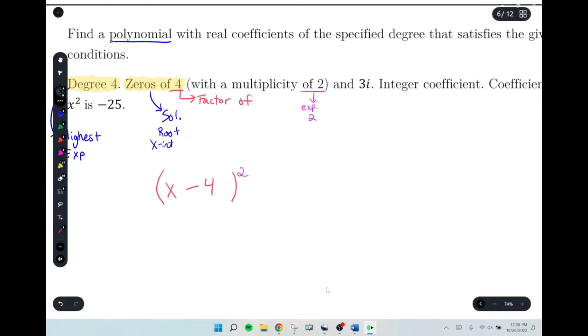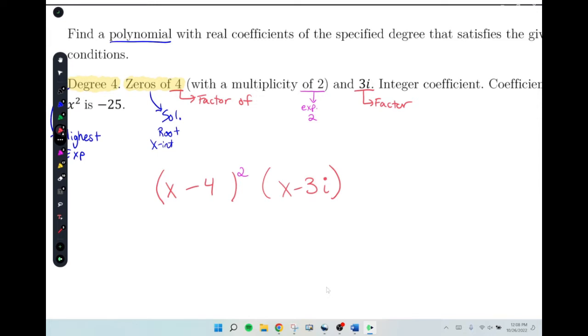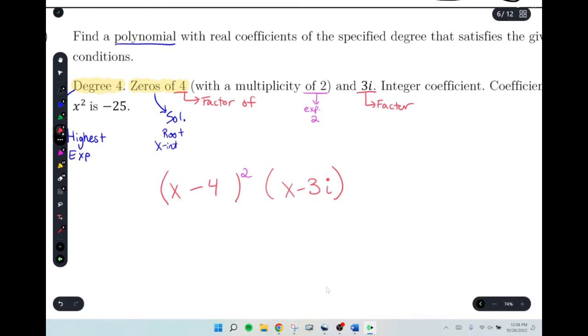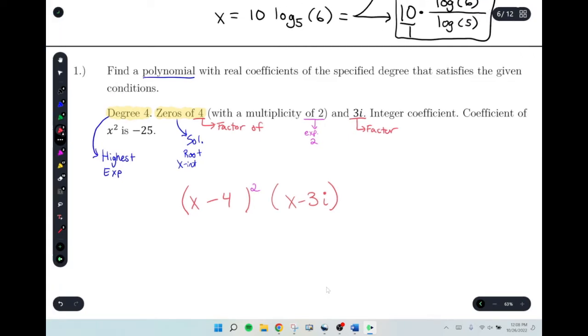Boop. This is actually kind of easy. What's my other factor? X minus 3i. Yeah, 3i. Well, okay, so this is my other zero, right? Which means I have a factor of x minus 3i. Wait a second. They said it was going to be degree 4. This looks like degree 3. I'm missing a factor.